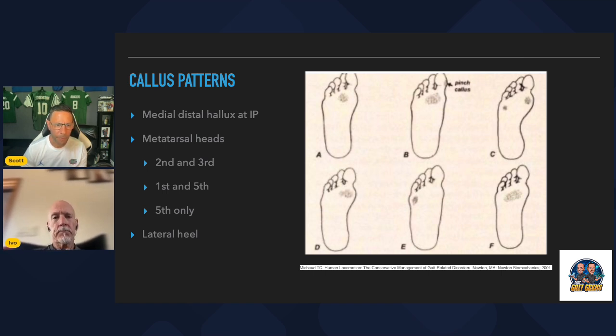What about a hypermobile first ray? Would you ever see it in a hypermobile first ray? I have not seen a callus pattern like that with a hypermobile first ray, but that doesn't mean that doesn't occur. Is that when you've seen them there? Yep. I tend to see that, and then sometimes even a little bit with D. So you get that initial pressure on the first. As it pushes out of the way, you get more of that translation, and sometimes even to a little bit more of 2 and 3.